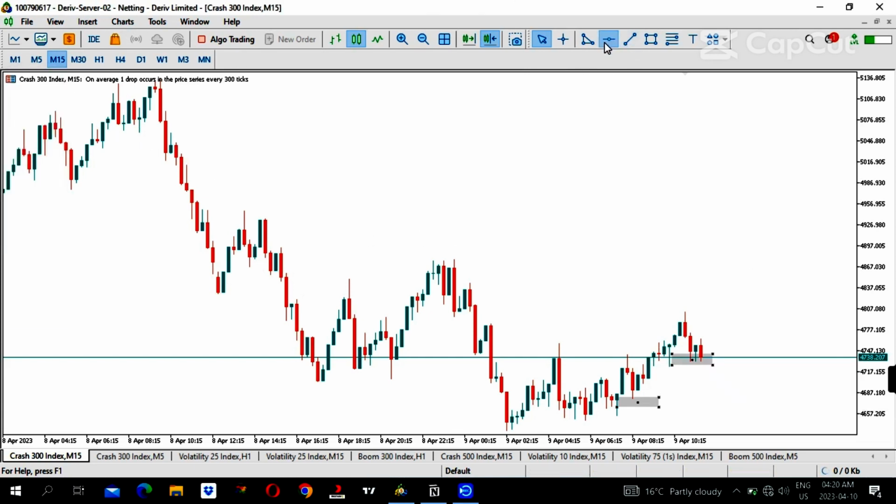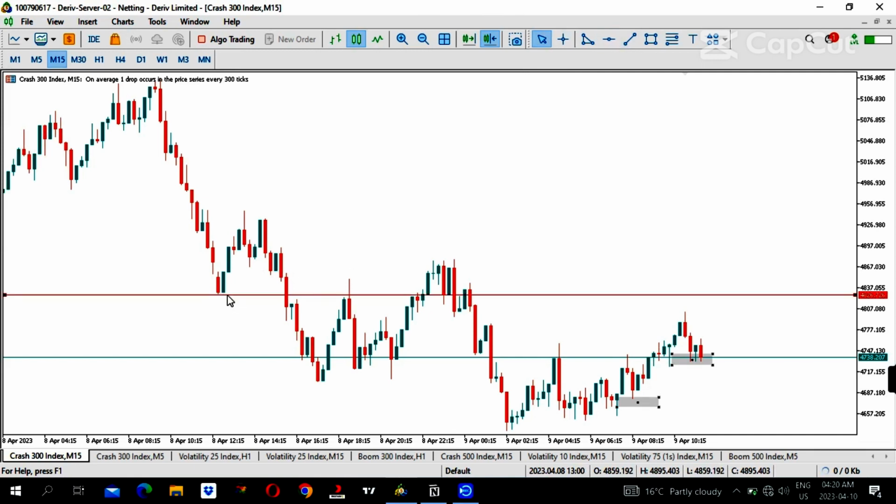So right here, this support, when it gets broken down, now acts as a resistance. As you can see, when the market came back here, it was rejected. The second time it also rejected, though it passed a little bit, it continued to reject, and we are respecting this supply zone over here. But now we are considering just this support and resistance.